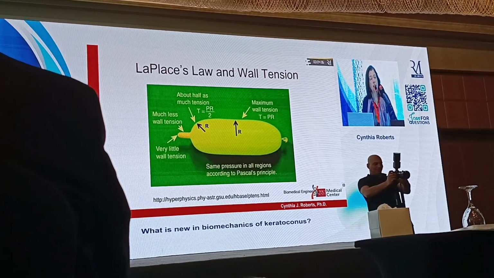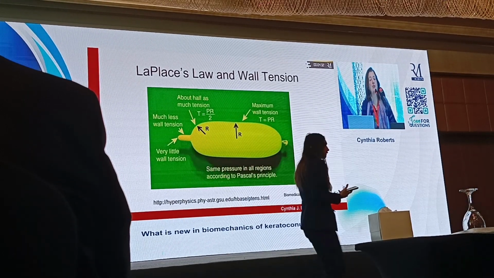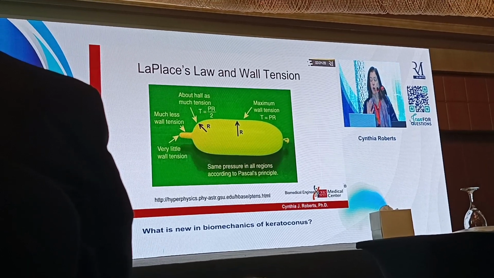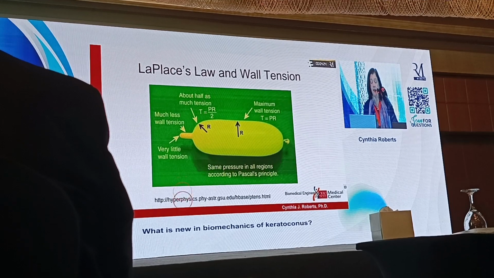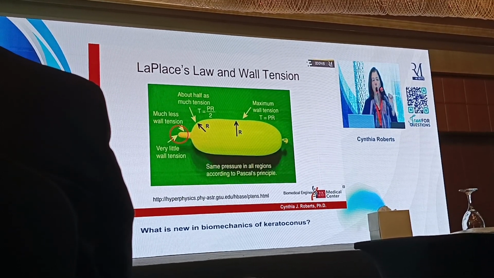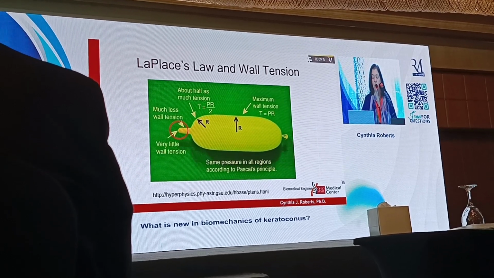Now, I want you to think of a balloon, as shown here, that you blow up, because there's more to stress distribution than thickness. There's also curvature. So everywhere inside this balloon, it has the same pressure. And yet, at that end, where the curvature is greatest, there's almost no wall tension. And that's the same thing in keratoconus. So let me show you what I mean.